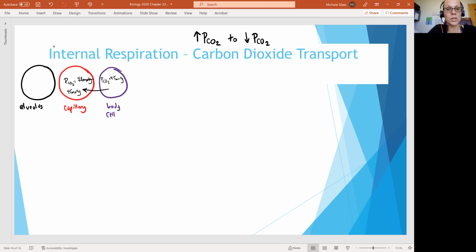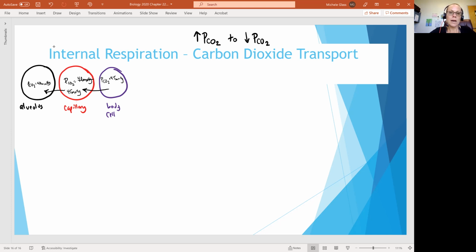That's the internal respiration. And then, of course, as the blood flows to the lungs, the alveolus has a partial pressure of 40 millimeters of mercury. So we're going to see that the CO2 is going to flow to the alveolus, and then of course we exhale that. So we're seeing movement of CO2 in the opposite direction of oxygen.